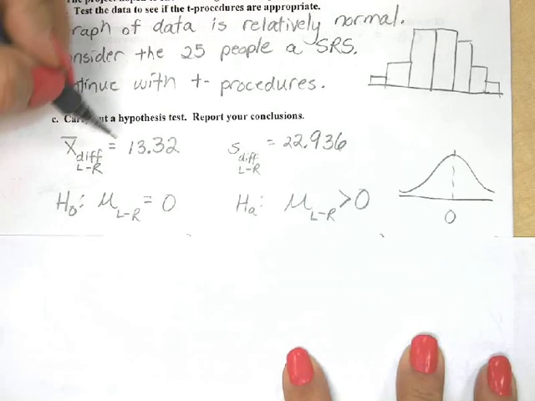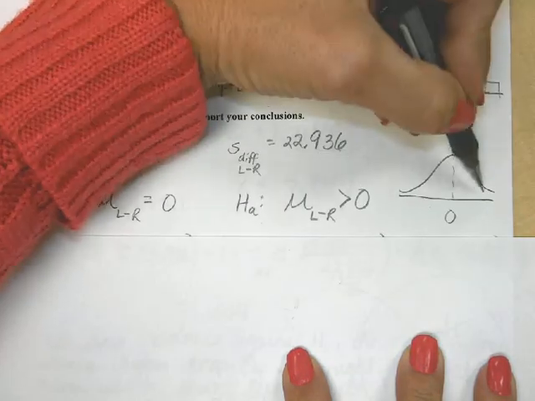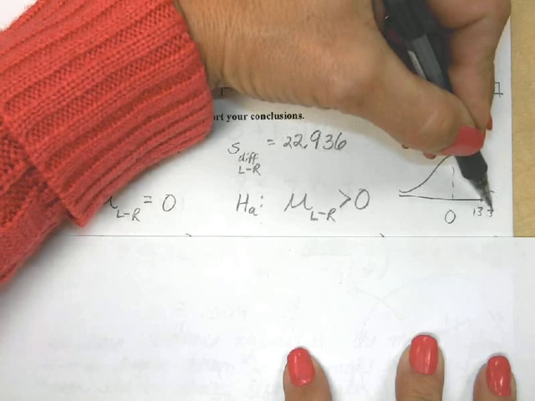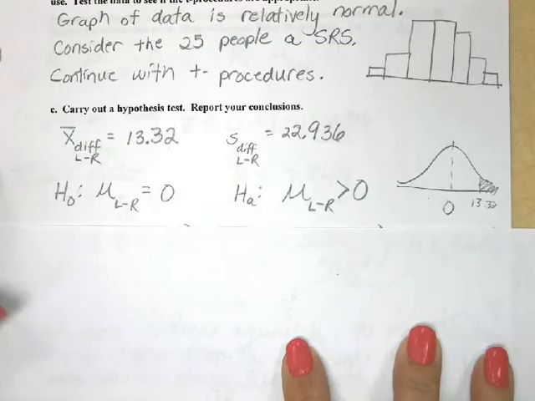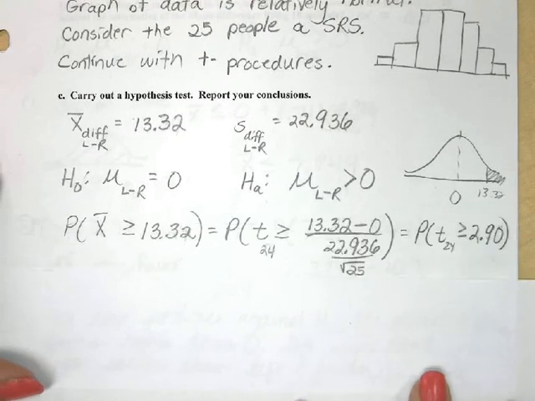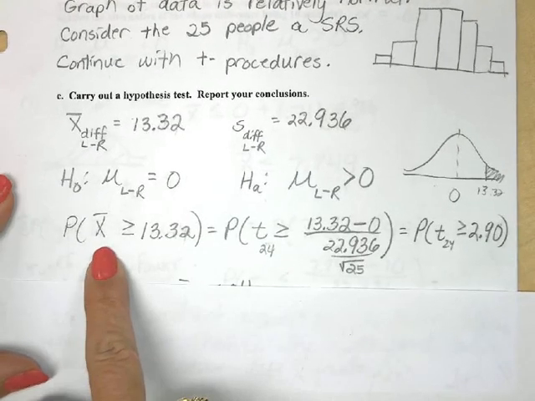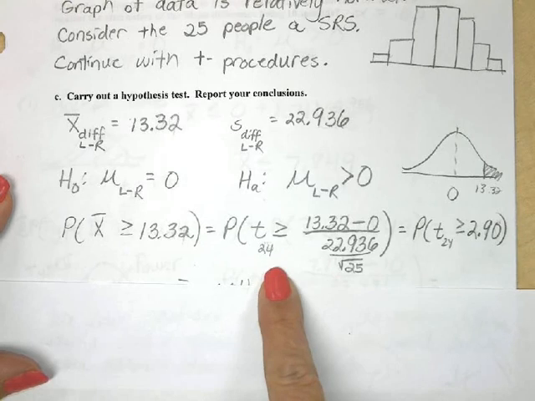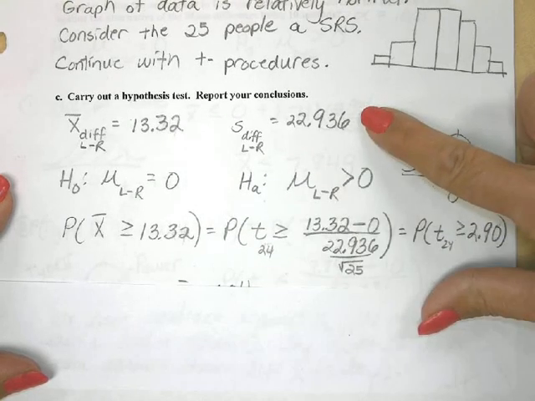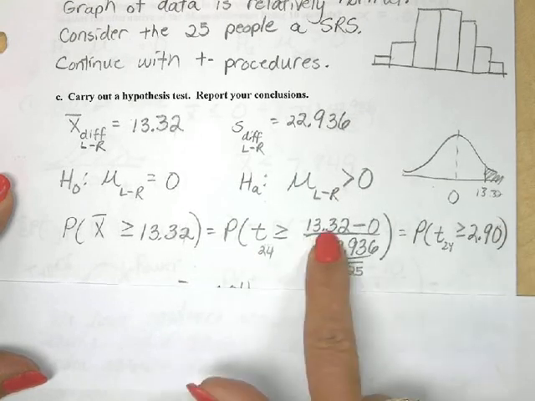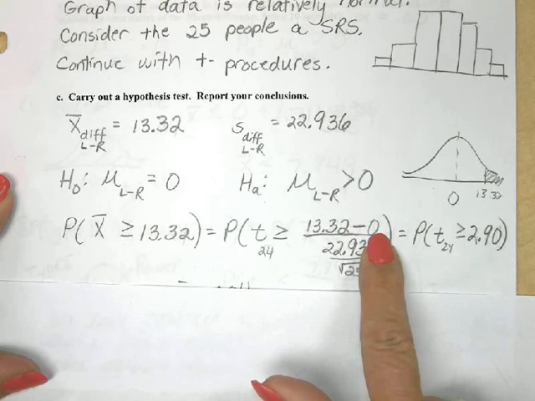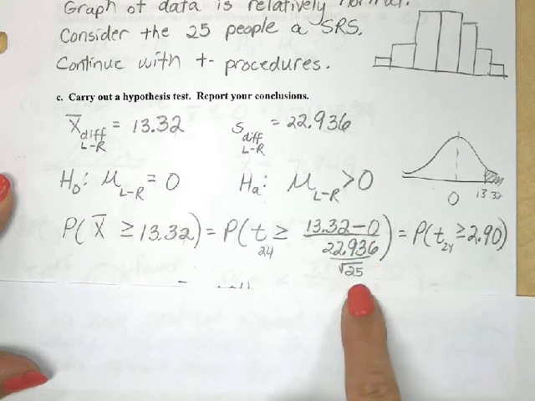However, we got an x-bar up here at 13.32, and we need to find the test statistic and then the corresponding p-value for that. So I did that. Changed it to a t-value. Why? Because this sample standard deviation is something that I don't know what the actual standard deviation is for those differences, so I need to use a t-value. So what I got minus what I'm assuming divided by standard deviation over the square root of n.